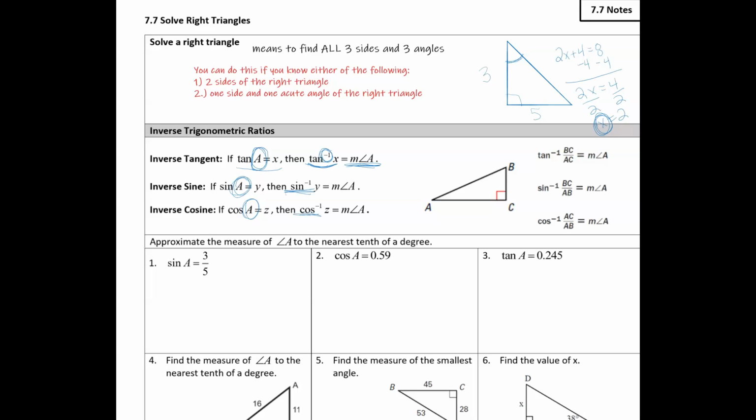So, what is the big picture now? This is the most important thing that I need for you to remember with inverse trigonometric ratios. These will find angles. These will find angles. So that's the big concept that we are now going to explore.